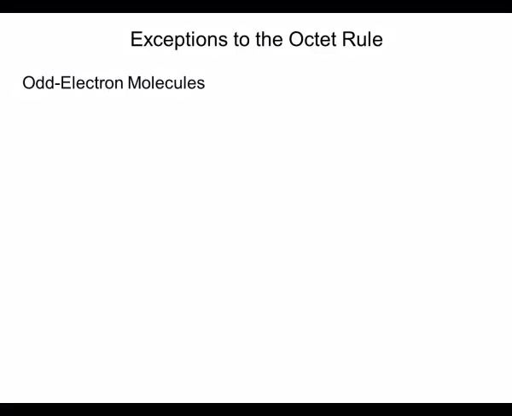Odd electron molecules. Nitric oxide is an example. 5 electrons for nitrogen, 6 for oxygen. Total is 11 electrons. The best we can do is this structure. Again, we're short electrons on the nitrogen. It cannot fulfill the octet.